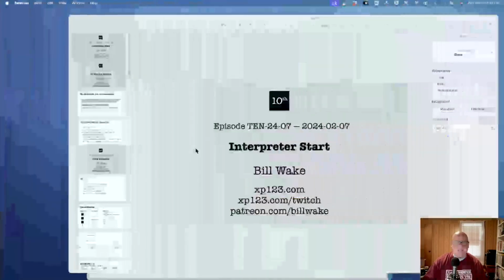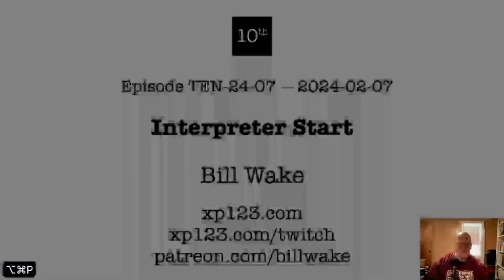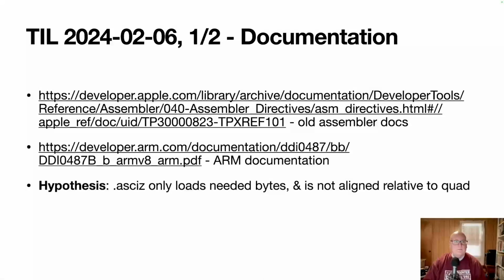The other thing is after we met, I did some studying. One thing was I found old assembler documents for the Mac assembler. It looks a number of years old. I don't think it applies to the current version, but it gives something. I also finished downloading that ARM documentation, the architecture manual. It turns out it's over 6,000 pages, which is why it took so long to download.